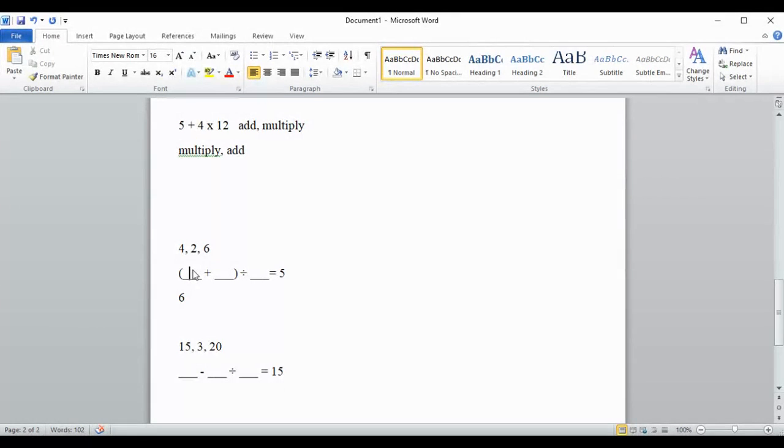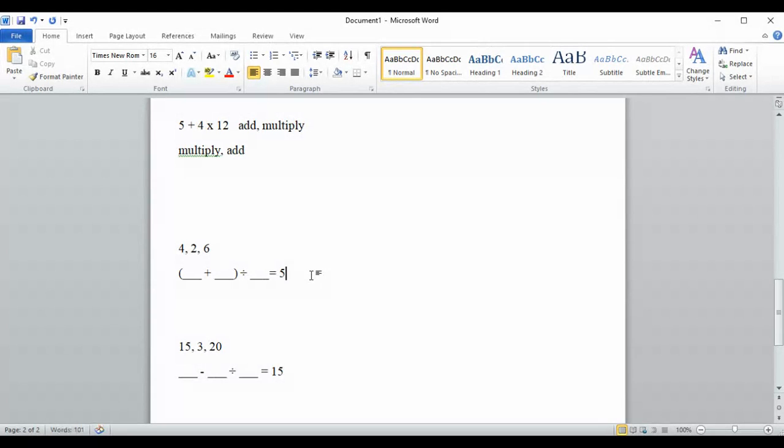So let's try another order. What else could I add up here? I could add 2 and 6. I can only use each one of these numbers one time. And then I could put 4 here. So let's see if that works. 2 plus 4 is 8. All right, I'm going to put that down there. And then 8 divided by 4 doesn't give us 5. So that's not going to work. So we know that 2, 6, and 4 isn't going to work. And 4, 2, and 6 is not going to work.